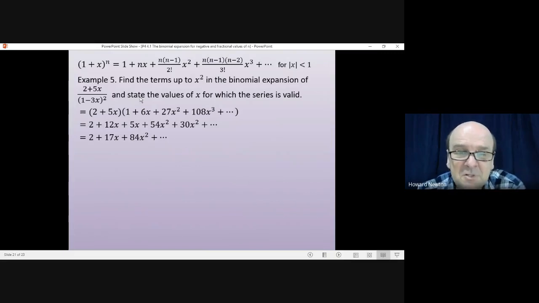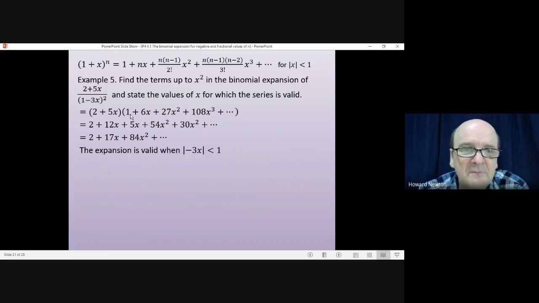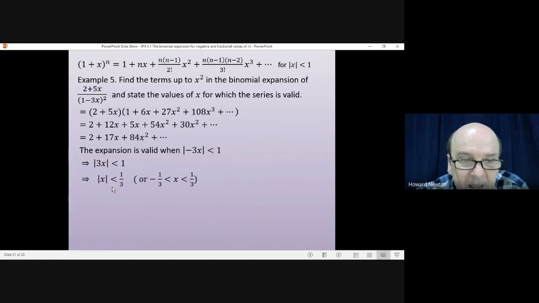The final thing we're asked to do on this question is state the values of x for which the series is valid. And this is the same as a question we had before. Instead of x, we've got minus 3x. So you say that the modulus of minus 3x has to be less than 1, which means that the modulus of 3x has to be less than 1, which means that x, or the modulus of x, has to be less than a third. Or if you prefer, you can write it like this. That's just saying that x has to be between minus a third and plus a third. Those mean the same thing. You can choose to write either down.